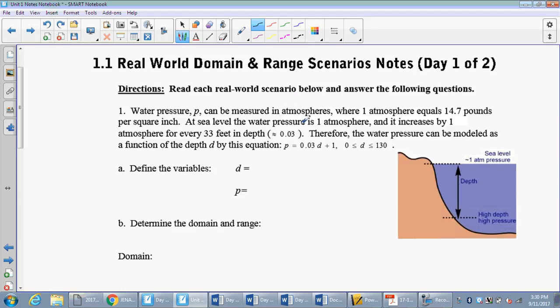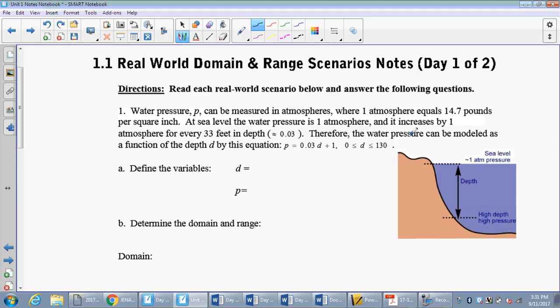At sea level, the water pressure is 1 atmosphere. So you don't really feel that here at 1 atmosphere. It increases by 1 atmosphere for every 33 feet in depth. If you think about that, 33 feet is like 3 stories. So imagine that you're on the 3rd floor of a building. The distance of the 3rd floor to the ground, when you travel that distance underwater, you feel 14.7 pounds of pressure on your body.